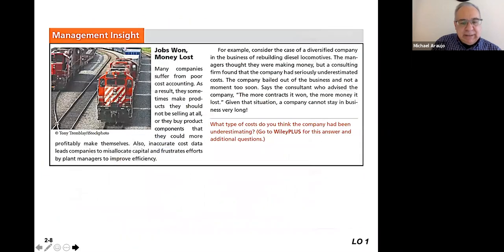Making me a little hungry. All right. I do like the stories in this book. I mean, it's different than the financial accounting where I read a story or two, but nothing terrific. These are great stories here.